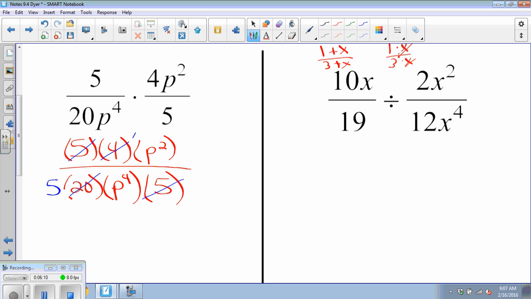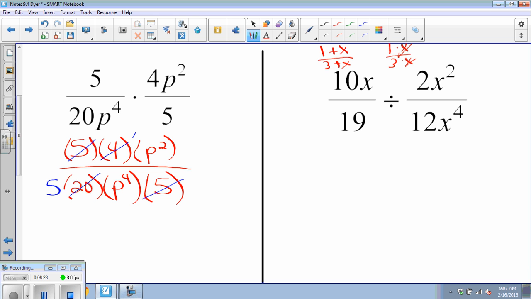And so your answer, sometimes the exponent's bigger on the bottom, like in this case. So we do 4 minus 2 is 2, right? So my answer is going to be p squared. Do I put it on the top or the bottom? On the bottom, because my larger exponent's on the bottom. The reducing is still the same.